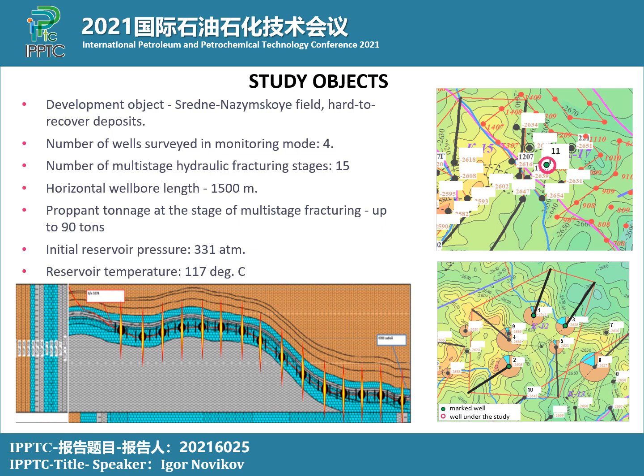In the right 2 pictures, you can see the oil field maps, and on the left bottom there is a well profile. As you can see, there are 15 hydraulic fracturing stages per each well, and there are 4 wells. Each horizontal section is around 1,500 meters. The temperature of the formation is 117 degrees C, and the reservoir pressure is around 331 atmospheres. This is the initial pressure. And each port contained 90 tons of propant, and 15 of them were marked.